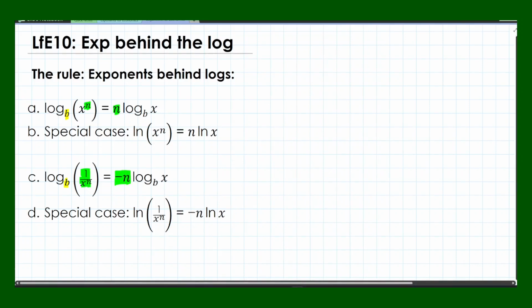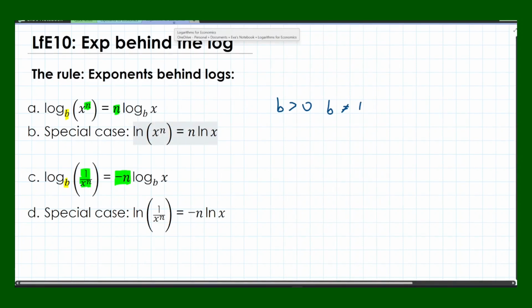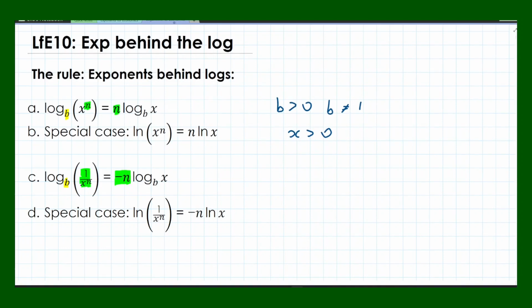Again, we mustn't forget that when we're talking about the base, it always has to be bigger than 0, and on top of that, the base can't ever be equal to 1. And what's more, the number in the argument, our x, also always has to be a positive number. However, in these rules, we have an extra number n, and in this case it's going to be a positive whole number.